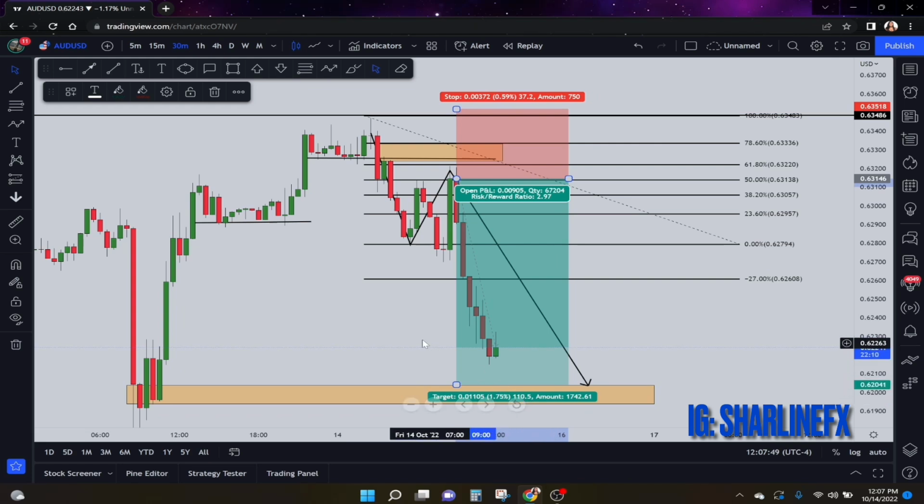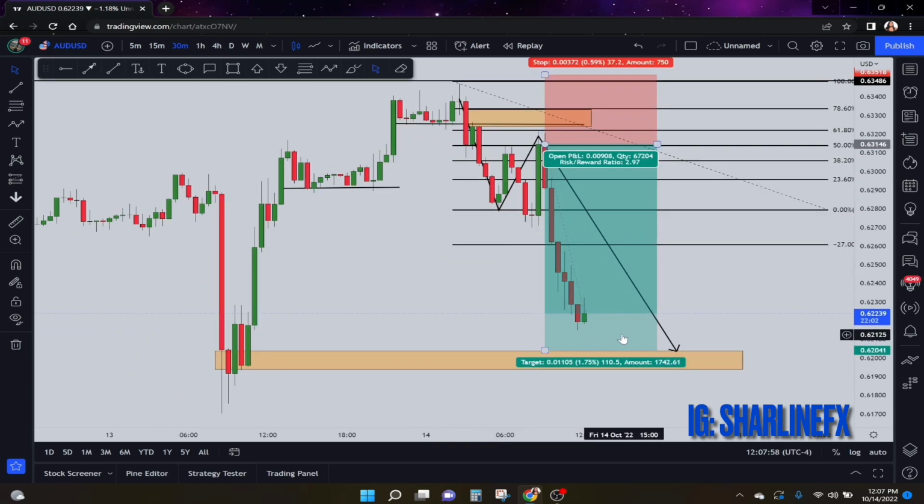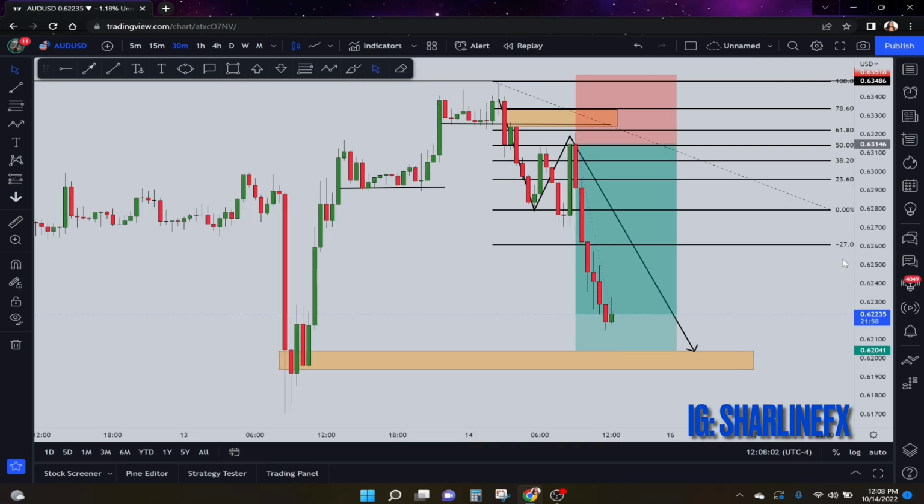All right, and now had we held this move all the way down to this TP here, it's a 110 pip TP. All right, I think I took profit at about 30 pips or so, something like that. But if I would have held this move all the way down, it would have been a better day profit wise. But that's okay. You don't have to worry about that.